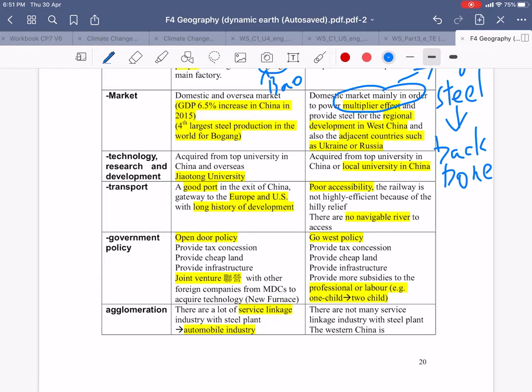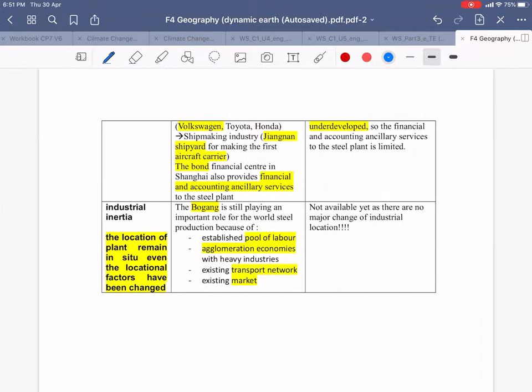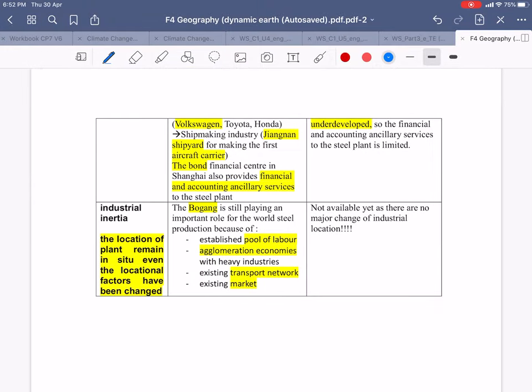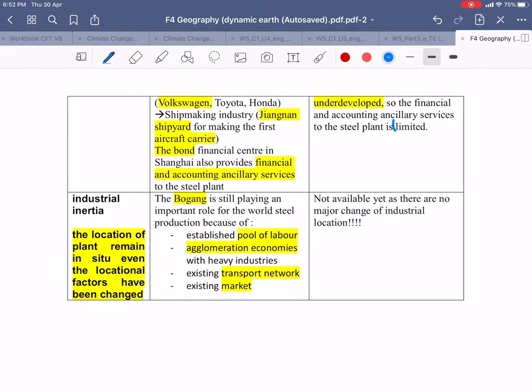And how about the government policy? One is open door policy, and then the other one is go west policy. Okay, agglomeration and industrial linkage, I'm not going to talk about it in detail. Okay, so that is for the 3.3.